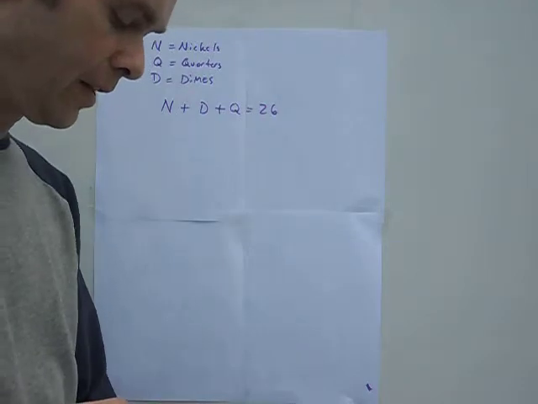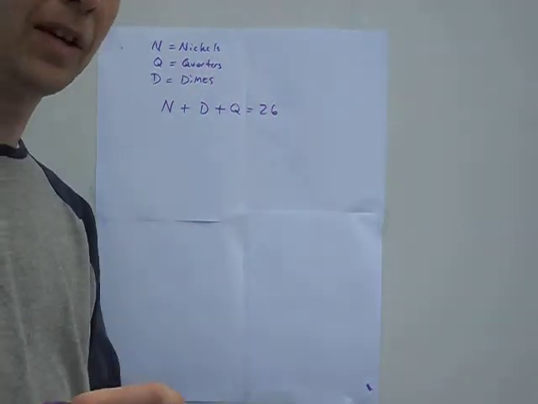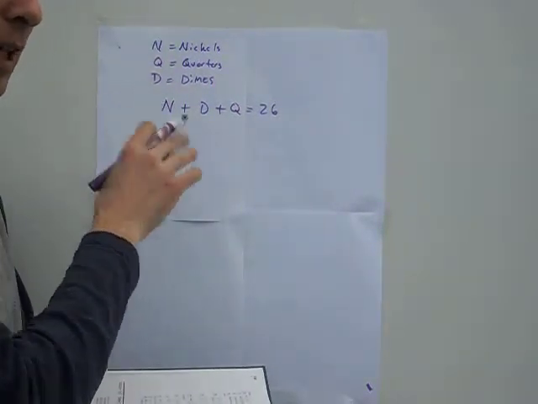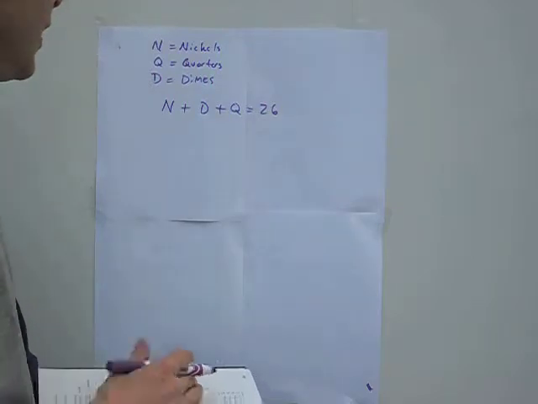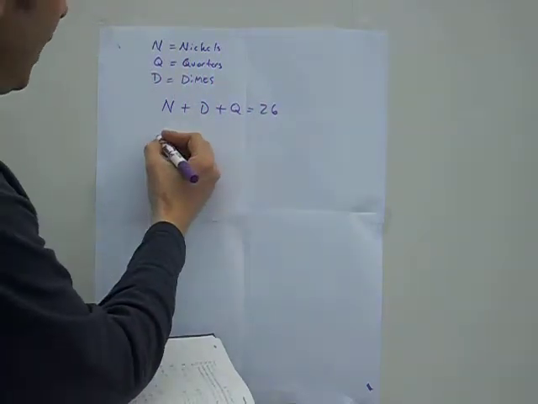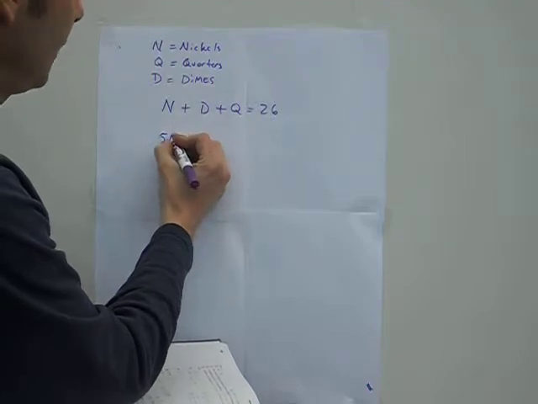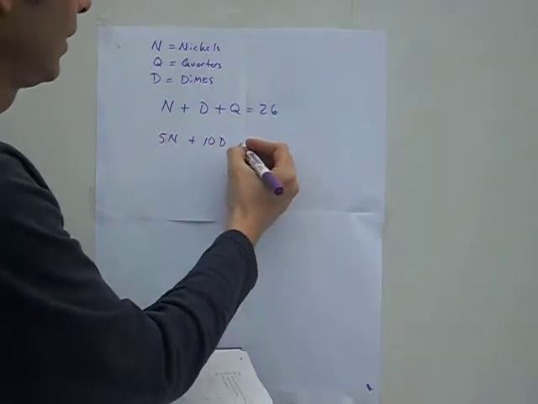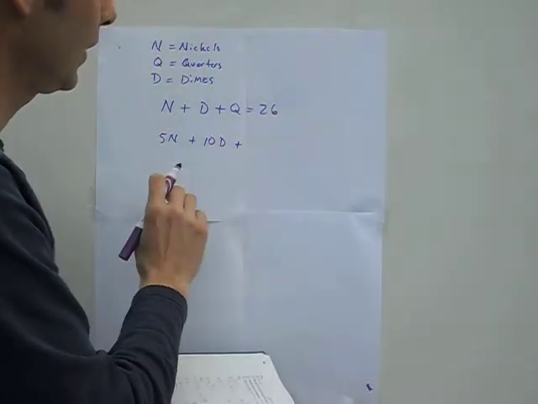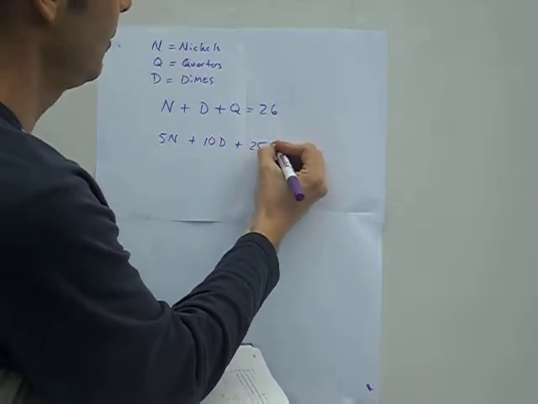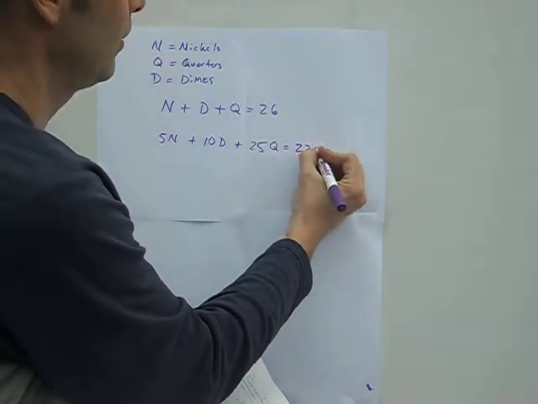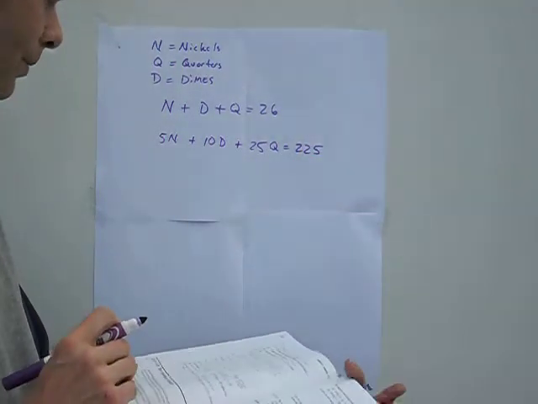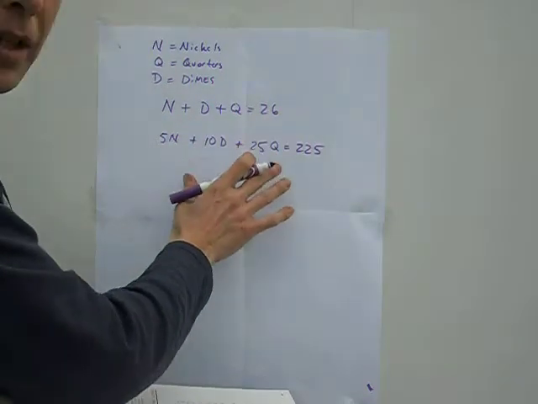And then it goes on to say that all of their value was $2.25. So to get a value, we're going to look at our base unit as being pennies, cents. So a nickel is 5. So what we have is 5 times the number of nickels plus 10 times the number of dimes plus 25 times the number of quarters is equal to 225 cents. So it's $2.25. That gives us three unknowns with two equations.